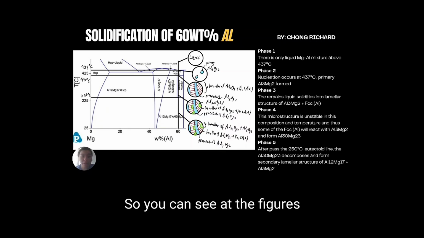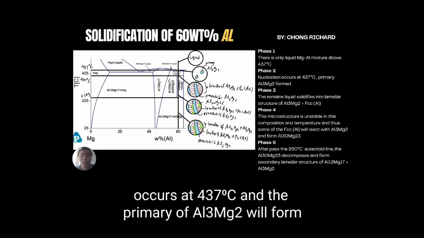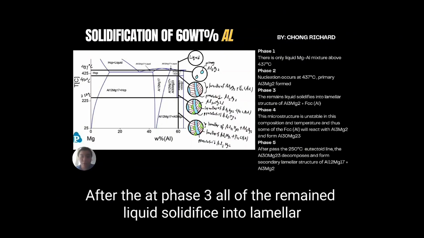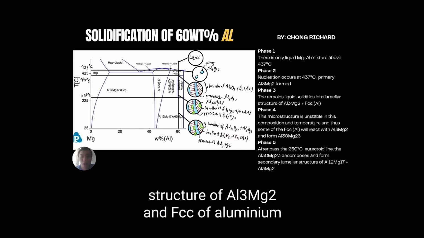So, you can see in the figures, at phase 1, there is only a liquid magnesium aluminium mixture above 437 degrees Celsius. After that, at phase 2, the solidification will start to occur at 437 degrees Celsius and primary trialuminium dimagnesium will form. After that, at phase 3, all of the remaining liquid solidifies into a lamellar structure of trialuminium dimagnesium and FCC aluminium.